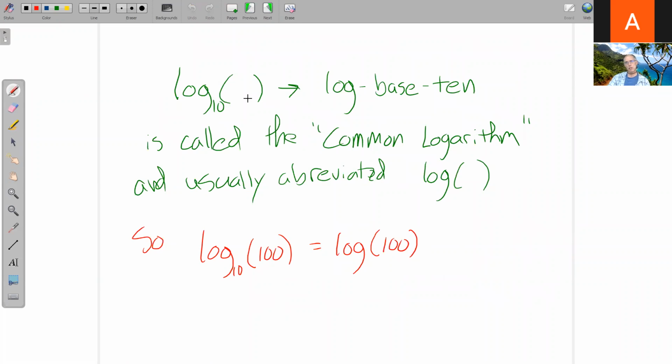I mentioned this a minute ago: if there is no base written, it means base 10. Because our number system is based on 10, a log with base 10 is called the common logarithm, and we usually abbreviate it without the 10. So anytime you see log with no base, it means the base is 10. We need to know that sometimes. So log base 10 is called the common log. On a calculator, it's just log. Spreadsheet has a similar version we'll look at later.